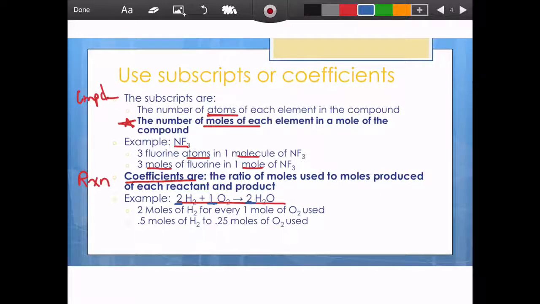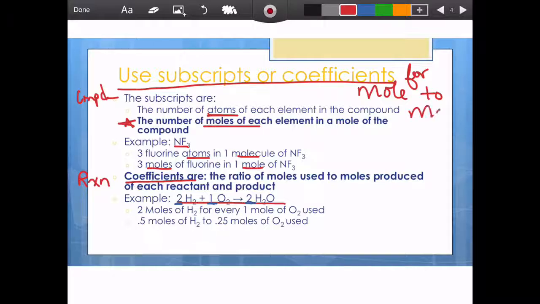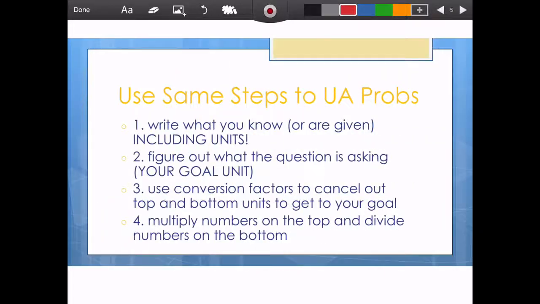The thing that you want to remember, and the big key thing from this slide I want you to know, is that you're going to use your subscripts and your coefficients for mole to mole ratios, and you're going to want to make sure you have that written down in your notes, because I will refer to it when we go ahead and do some examples. So make sure that you have all of this written down in your notes, that you use subscripts or coefficients for mole to mole ratios.